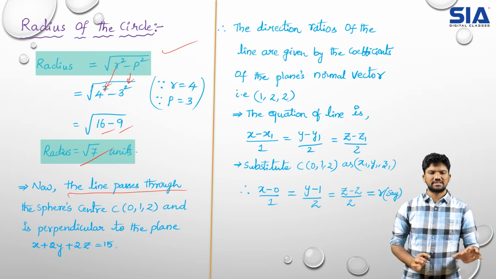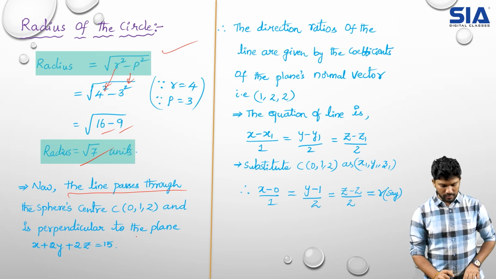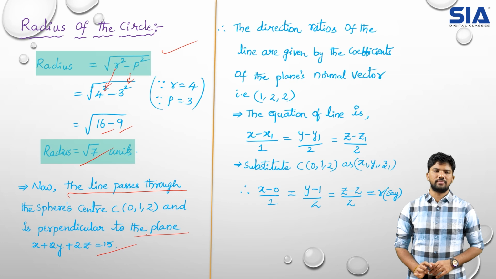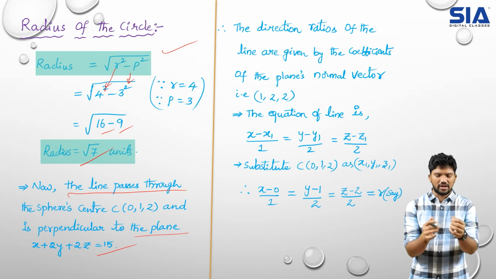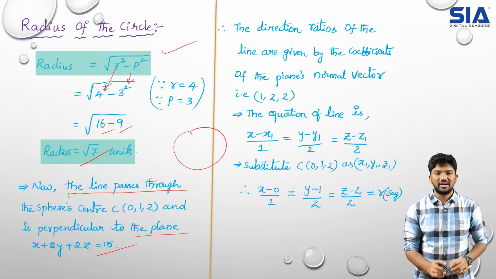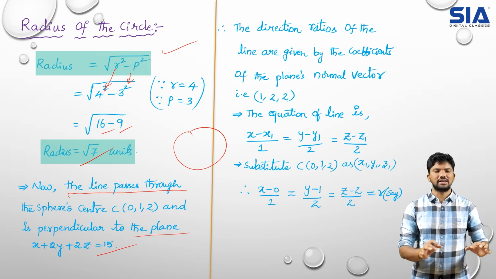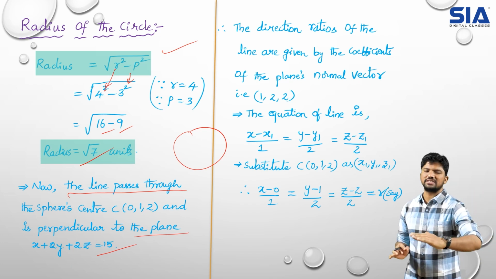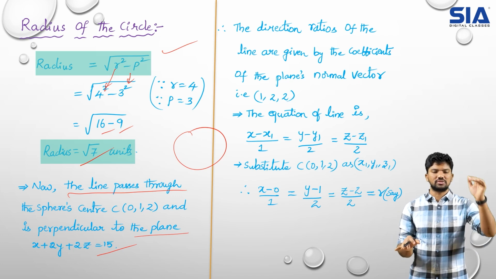Now the line passes through the sphere's center, okay, and is perpendicular to the plane. Why? Because the circle is nothing but the intersection of a plane and a sphere. So definitely that line passes through the center of the sphere and that line is always perpendicular to the plane.